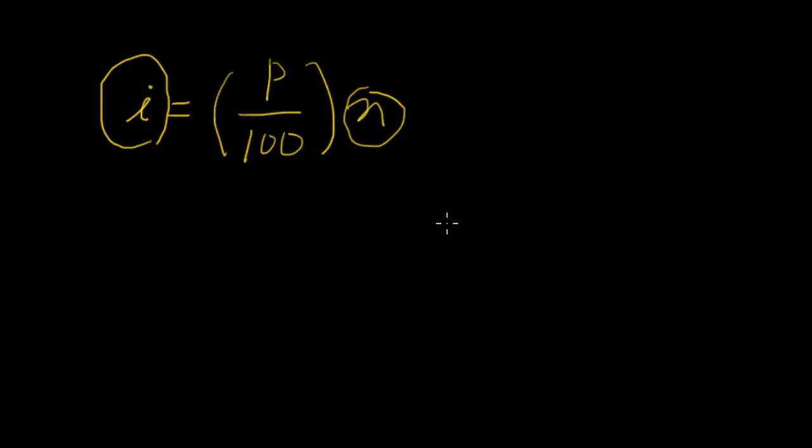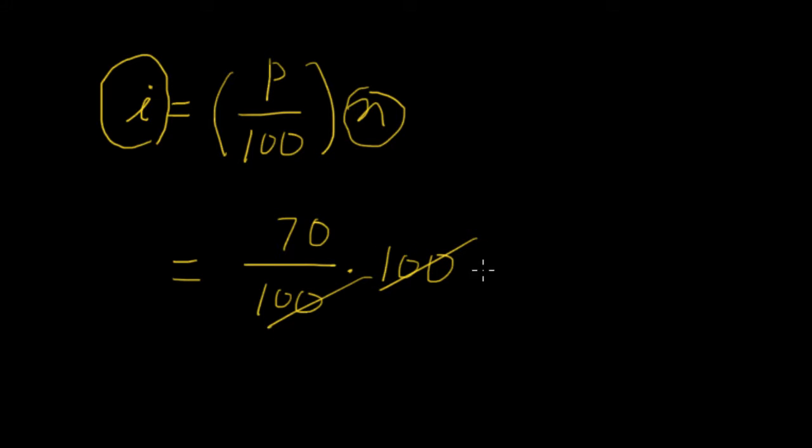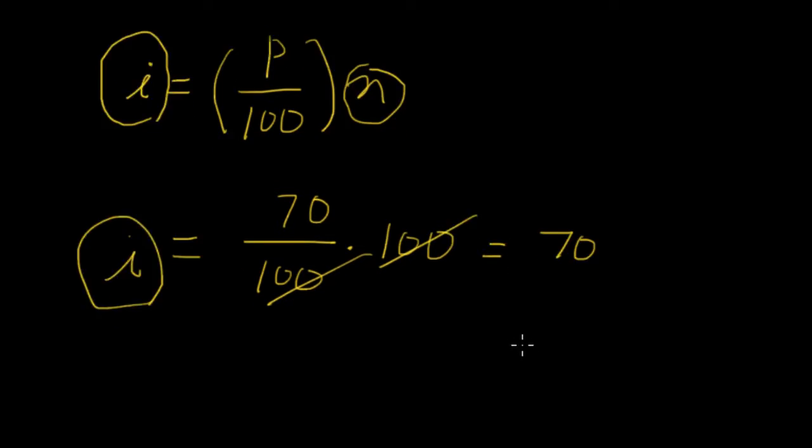So if you really think about the position value, let's say you're looking for the 70th percentile, if there's 100 data points, that must be the 70th data, right? So with percentile 70 over 100 times n, if there are 100 data points, this cancels out. It turns out to be 70. So i, the position value, is going to be 70.